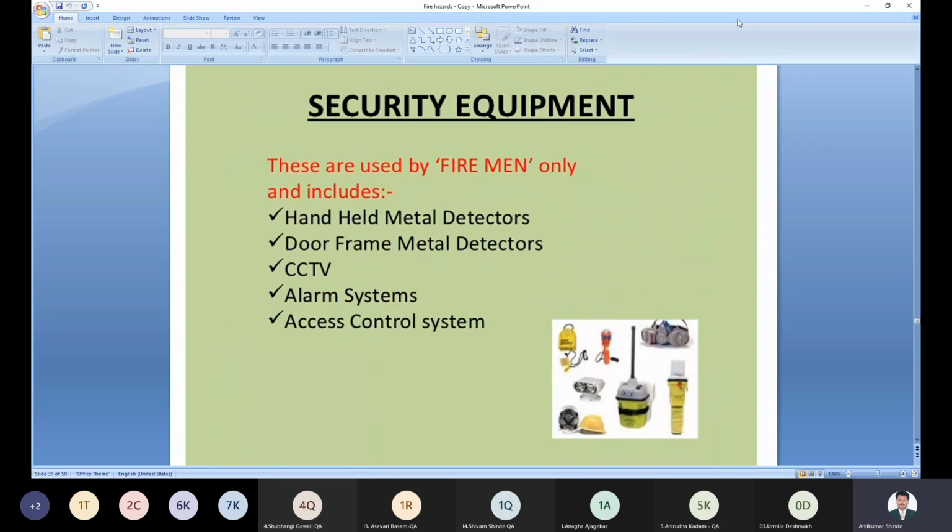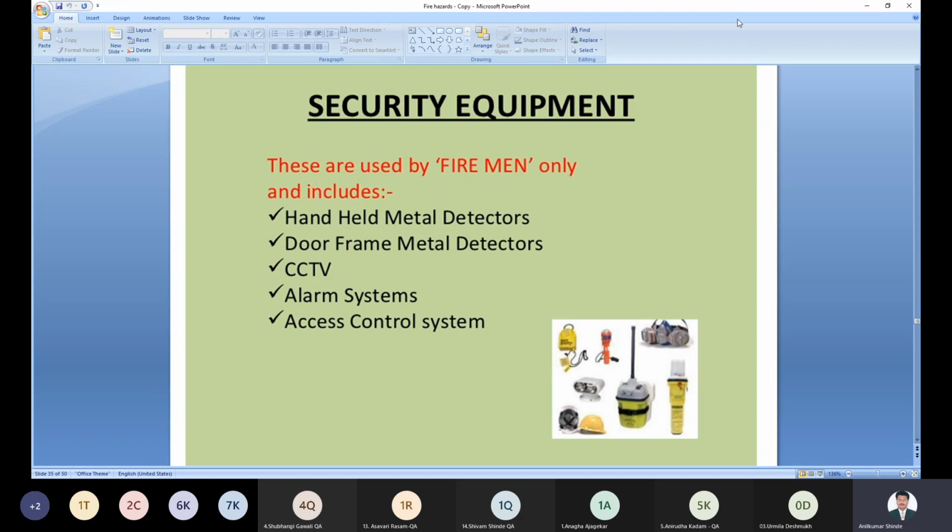Then these security equipments are there. These are used for firemen only, those persons who handle the fire extinguisher equipment. That person should wear the personal protective equipment, as well as some of these other things.